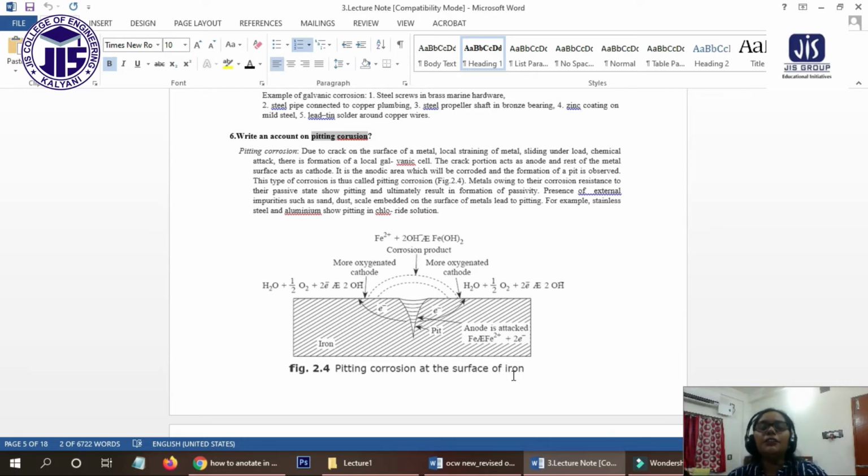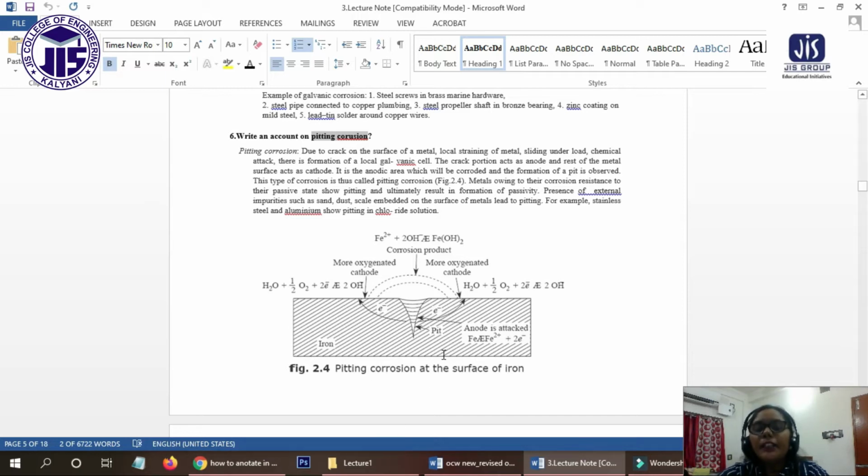This type of corrosion is generally called pitting corrosion. You can see this is a metal surface, and this is the water droplet. If the water droplet is stuck here, after some time, below this layer, the metal surface will be corroded. So this corrosion is called pitting corrosion.